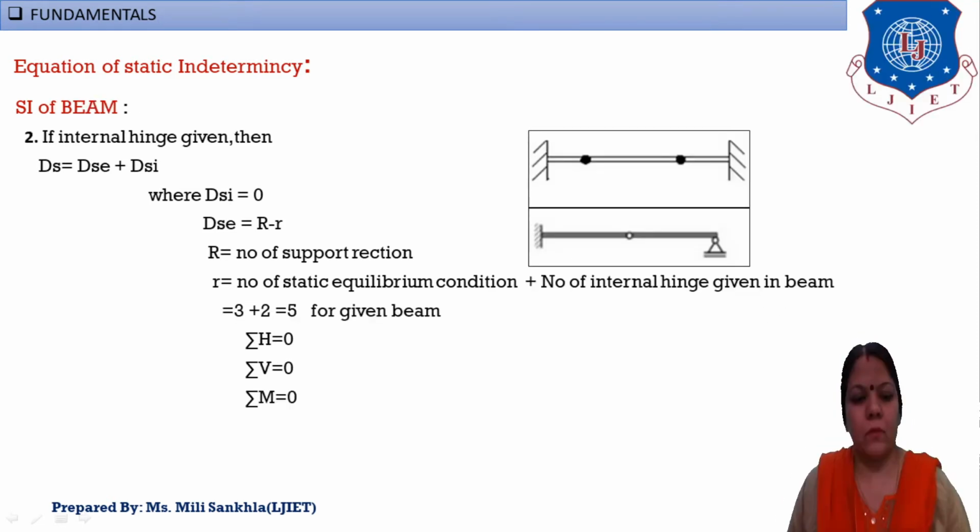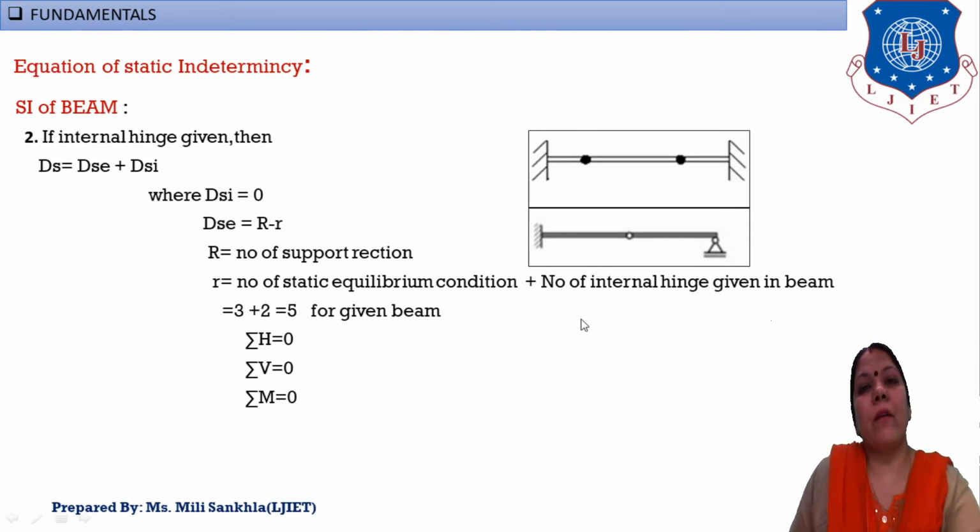Now second, we find out SI of beam, but in this type of beam internal hinge is given. So first of all our equation of DS is equal to DSE plus DSI. Now for beam DSI is always 0. Here DSE is equal to capital R minus small r. What is capital R? Capital R is equal to number of support reactions and small r is equal to our static equilibrium conditions, that is sigma H, sigma V and sigma M.